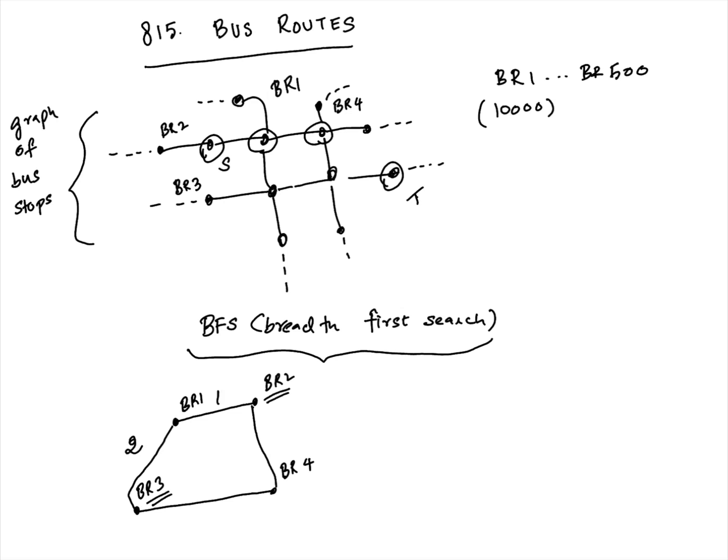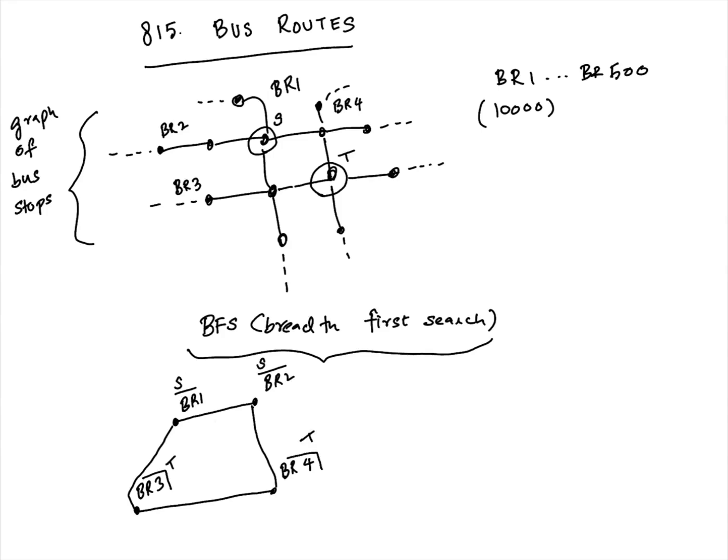But let's think about a different situation. Let's think about a case where the stops are the same, the bus routes are the same, but the source and target, let's change it up. Let's say this is my source. This is where I want to start from as a bus stop, and I want to get to this stop. The source bus stop is in both bus route 1 and bus route 2. Either of them can be our source node, and the target is both bus route 3 and bus route 4.